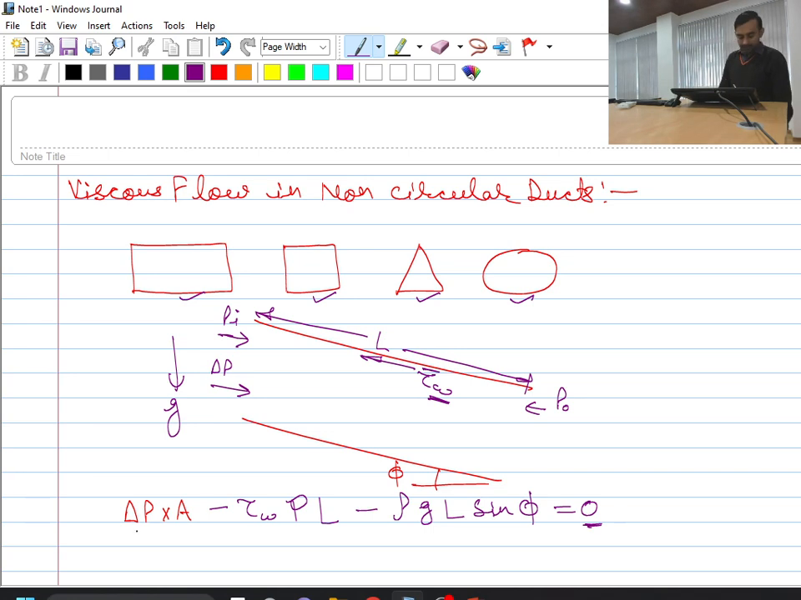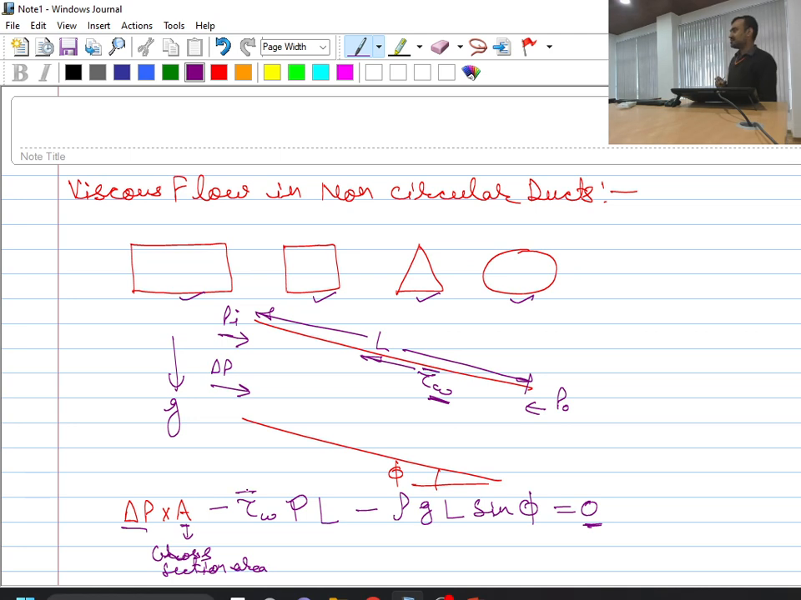Now you can see that for delta P, whenever I was considering the circular cross section, the cross sectional area on which delta P is acting, I wrote pi r square. Now here, because I have not yet defined what type of cross section I am having, I am considering a generic case, that's why I am writing this area as A. So A is nothing but my cross section area.